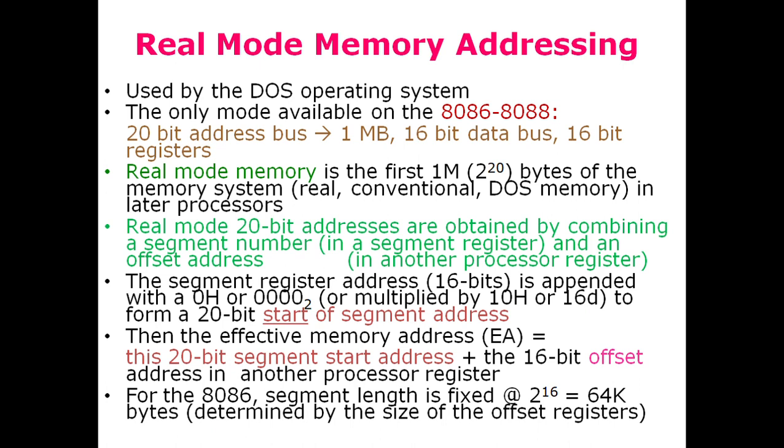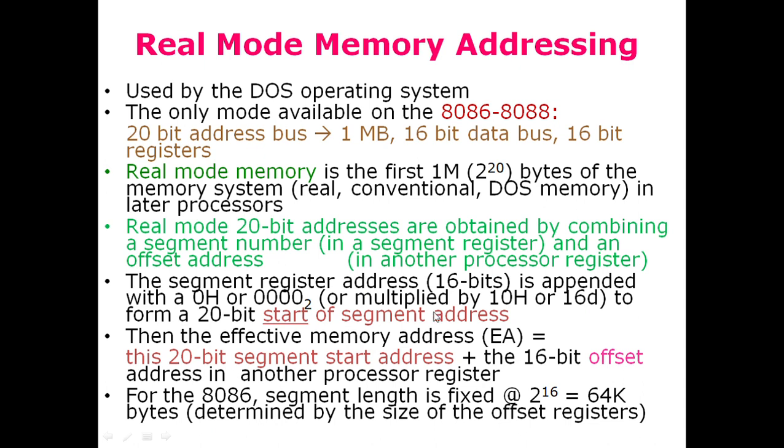Then there is the effective memory address, which is the exact address of a memory location inside that segment. The calculation here gives us the starting address of the segment, and then to reach a specific location inside that segment, the effective memory address is calculated, which is the sum of the 20-bit address calculated here plus the 16-bit offset address in another processor register.